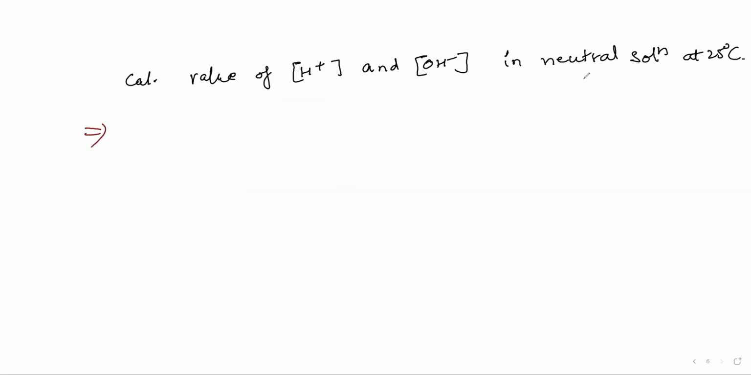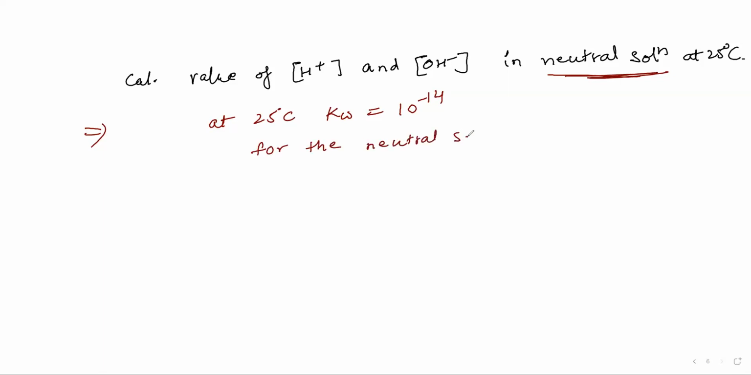Now here they have given us that the solution is neutral and we have to calculate the concentration of H positive and OH negative. Remember, they have given us the temperature also, which is 25 degrees Celsius. Okay, so basically we know that at 25 degrees Celsius, Kw is equal to 10 to the power negative 14. And for the neutral solution, H positive concentration is equal to OH negative concentration, correct?